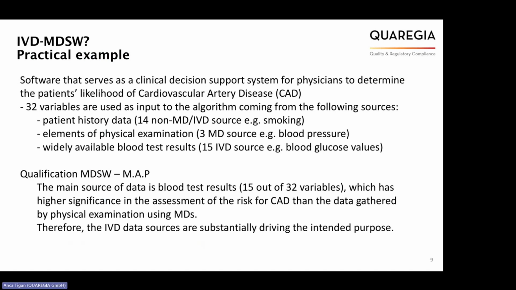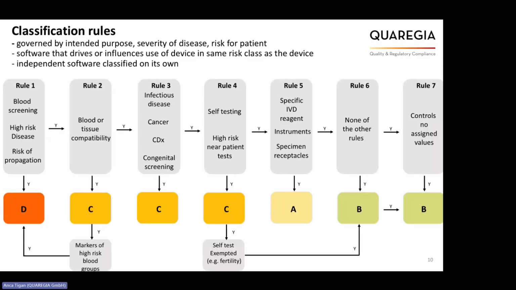This is how one would qualify whether a software product falls under the IVDR. And once this qualification is achieved, the next step would be the classification. So I want to look very briefly at the classification rules under the IVDR. What we have to understand before going into the classification rules is that all of these rules are governed by intended purpose, severity of disease, and risk for patient primarily.